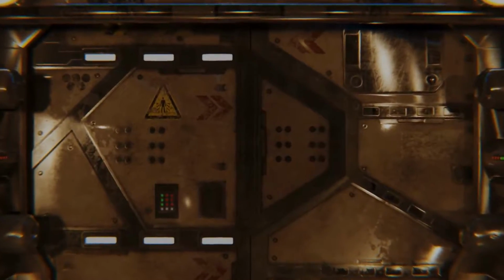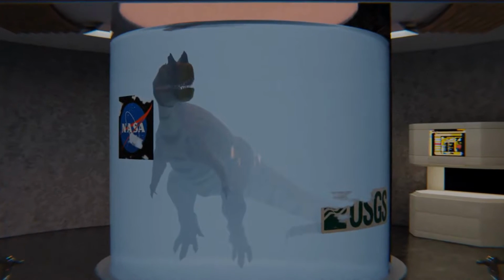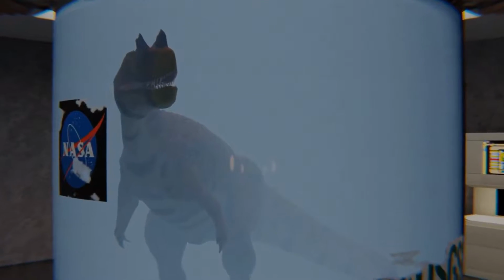So let's say you found the skeleton. How would you tell it's a dinosaur? You personally, how would you decide? Well, interesting question. I don't know. I'd have to do some research on that.